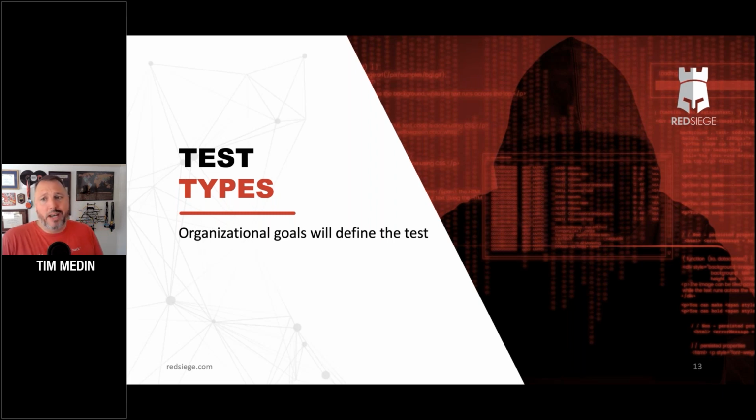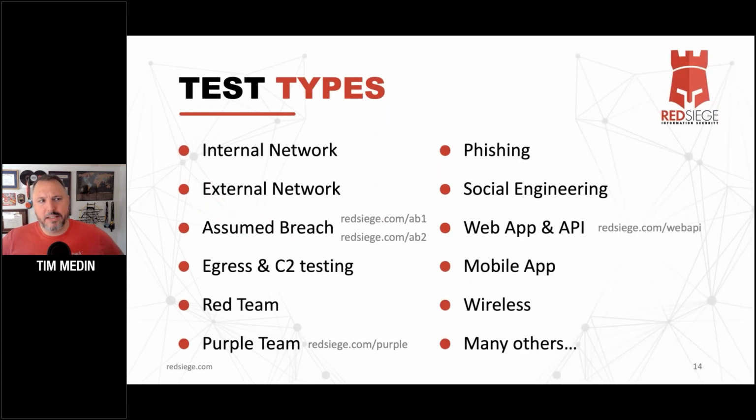Hey, we've got a brand new initiative, a new mobile app, a new API. We need to test that. Hey, we're working our way up the maturity scale. We would like to move to an assumed breach, a red team, whatever it may be, right? So the organizational goals define those tests. And if you don't sit back and listen, you're going to design it incorrectly. So various test types, of course, we've got the standard internal and external tests.